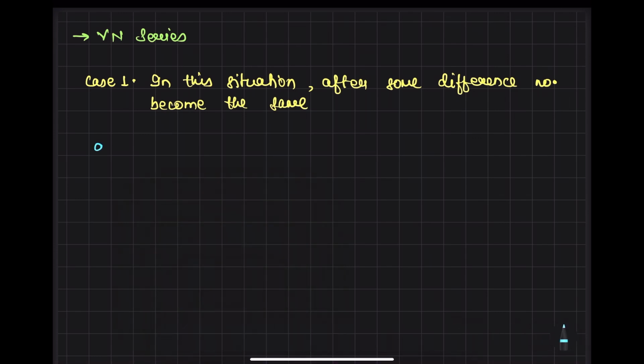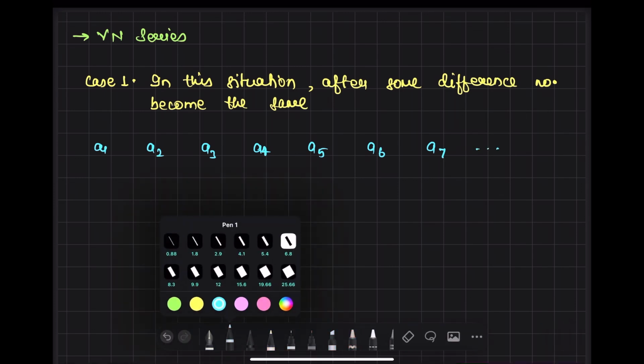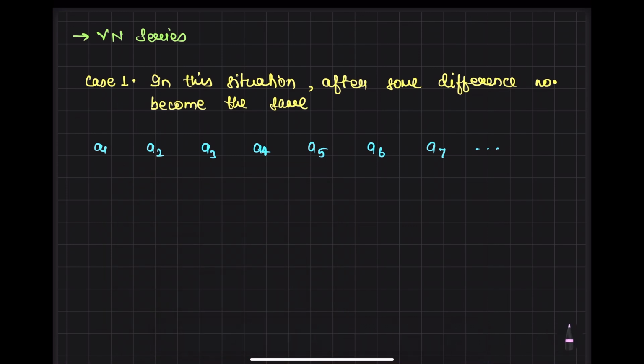Suppose you have a series a1, a2, a3, a4, a5, a6, a7, and this keeps going. If you are not able to connect with the idea, you have to find the difference: a2 minus a1, and so on. Suppose you got b1, b2, b3, b4, b5, b6, and things will keep going.